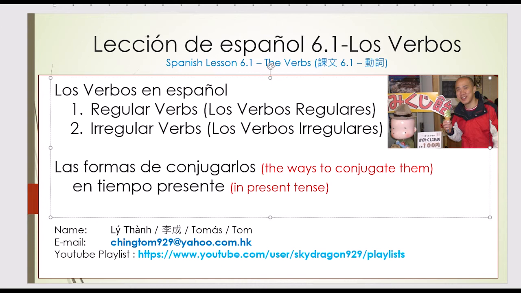Because in Spanish, when you conjugate a verb to different tenses of the sentence, it has different words for that. So, it's very difficult for foreigners to learn Spanish verbs. So, in this lesson, we will concentrate only on the present tense.